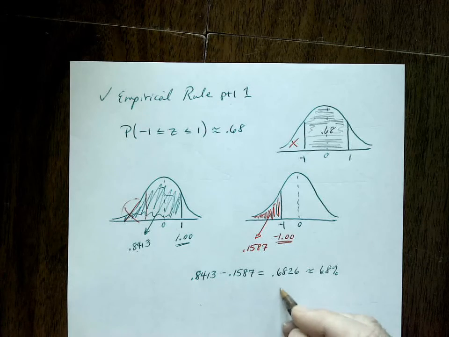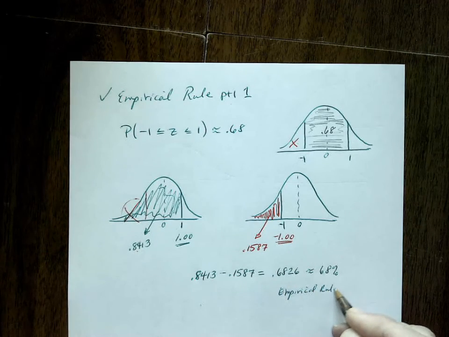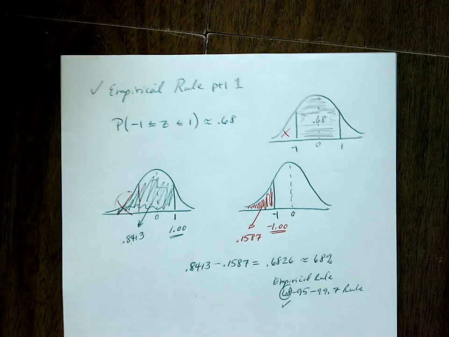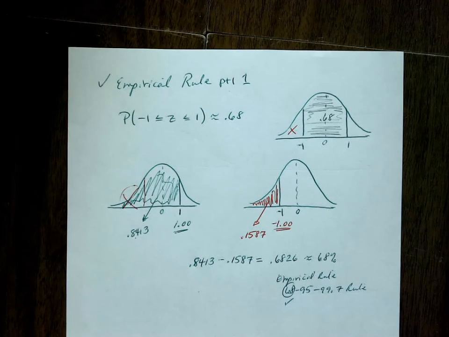Our empirical rule, or our 68, 95, 99.7 rule, this part checks out. I don't know about the rest. We didn't check it, but the first part checked out. And that's how we do areas between.